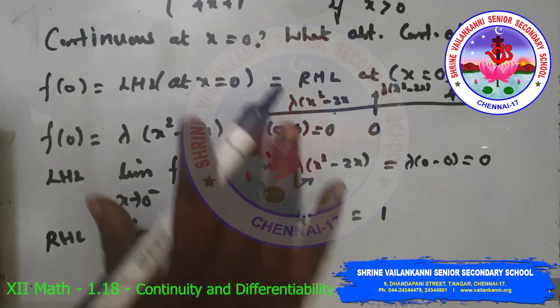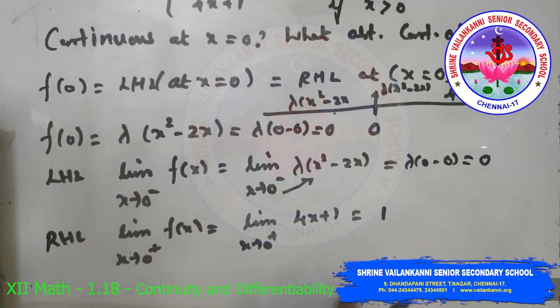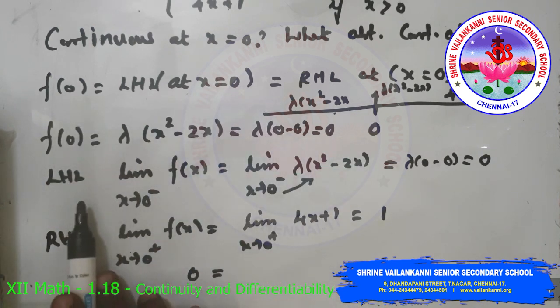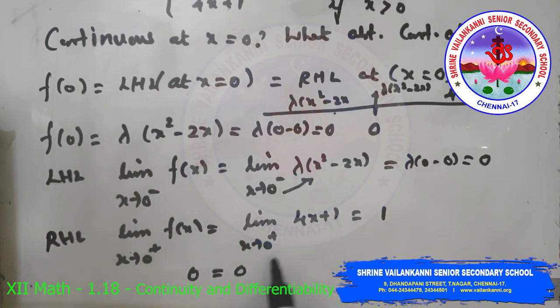If it is continuous at x equal to 0, then these three values should be equal. Here f of 0 is 0, the left hand limit is 0 and the right hand limit is 1. So here we can see that 0 is not equal to 1.